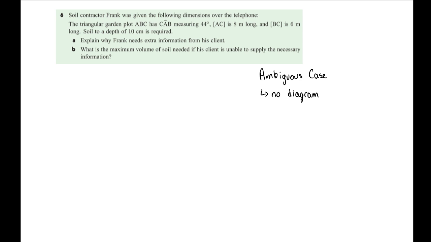The reason why it's ambiguous is because if I start to actually draw this out, I'll have vertex A here, and then A, C, and then this is B. I know that this is 8 meters long. I know that this angle is 44 degrees. And I know that the side length BC is 6 meters, but that 6 meters could go this way, or it could technically cut this way and still fit. So it becomes tricky. This is why it's saying Frank needs extra information from his client.